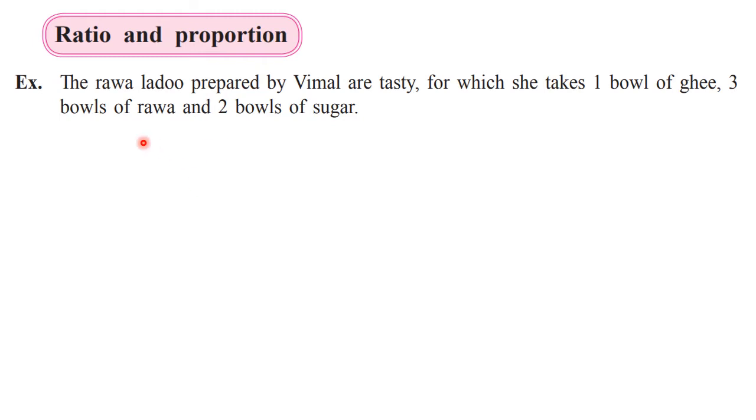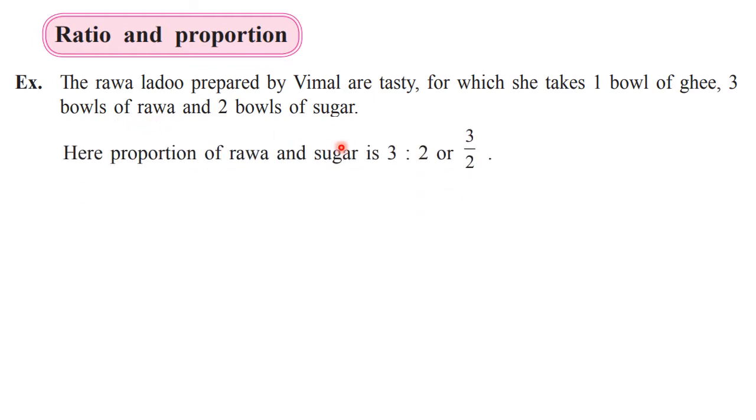For example, if we want to compare the quantities of rava and sugar, then we can write that the proportion of rava and sugar is 3:2. See, 3 bowls of rava and 2 bowls of sugar. So we are writing it in the form of 3:2 or 3 upon 2, numerator denominator form. That means we are dividing here. So this is called a ratio or it is also called a proportion. Now if the proportion is given to us and if we know one of the quantities in units, then we can find out the second quantity also.